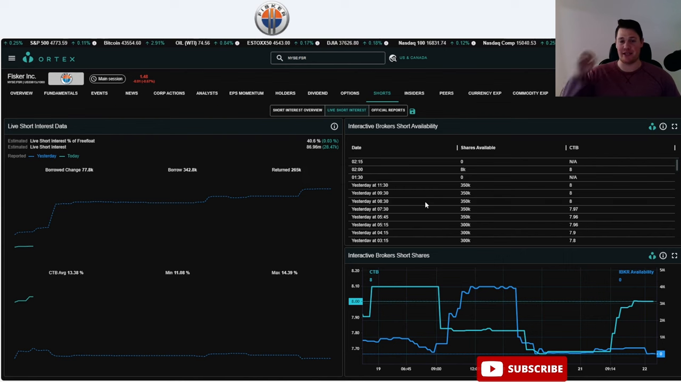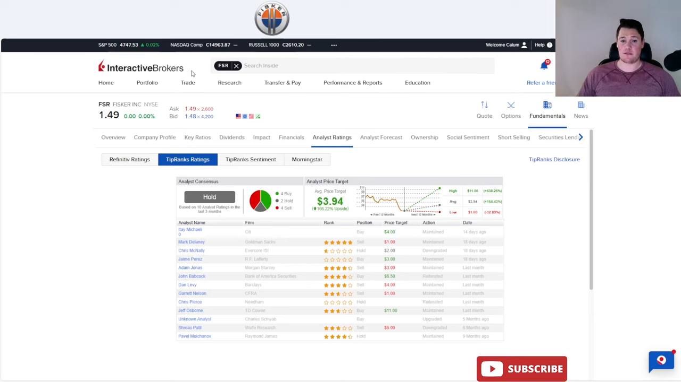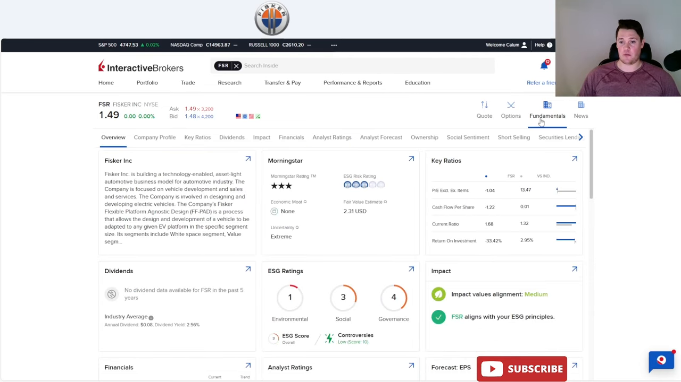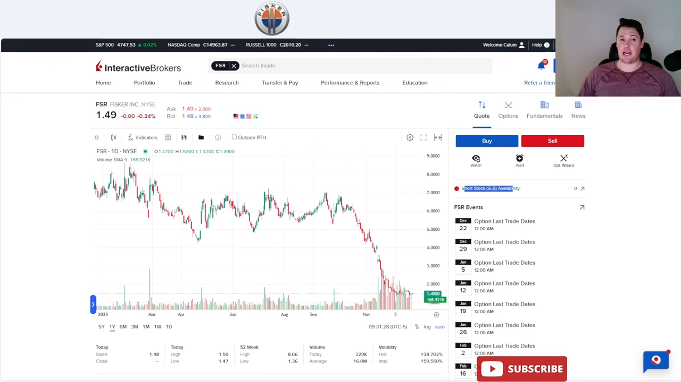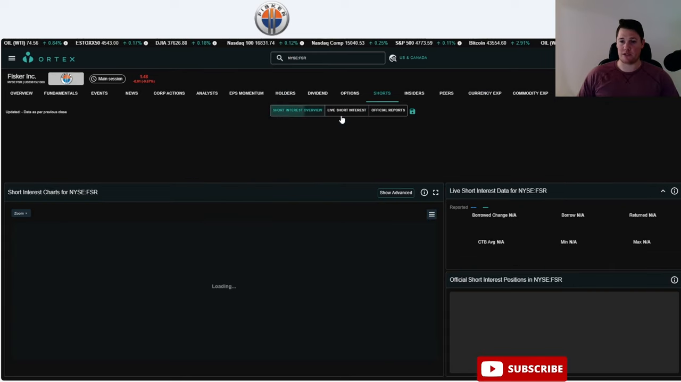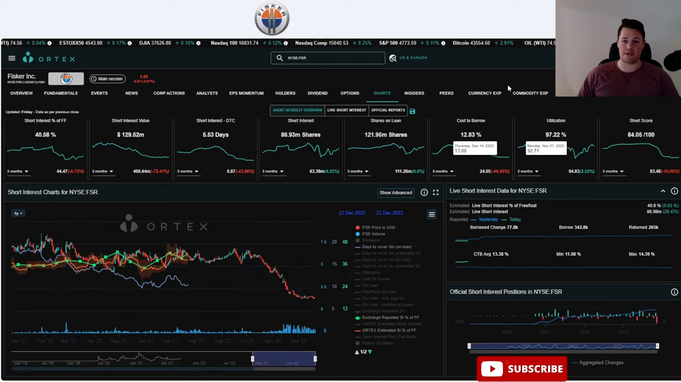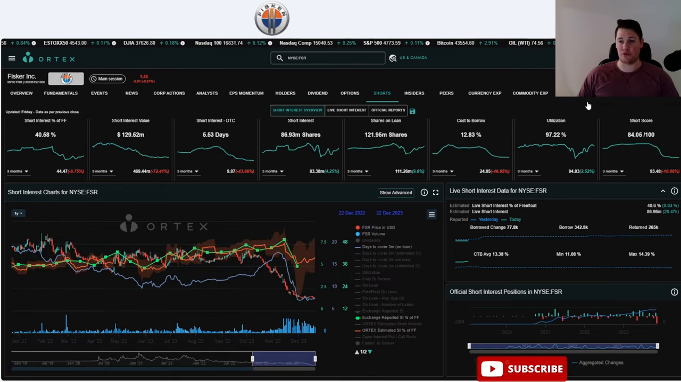Right now, there are zero shares available to be shorted through Interactive Brokers, as you can see right here. So zero shares available. So who knows? Kind of interesting stuff could happen behind the scenes. But no matter what, there's just a lot of fundamental stuff that is going wrong with Fisker right now. And just while I'm still on here, looking at utilization, it is 97.22 and short score is 84.05.